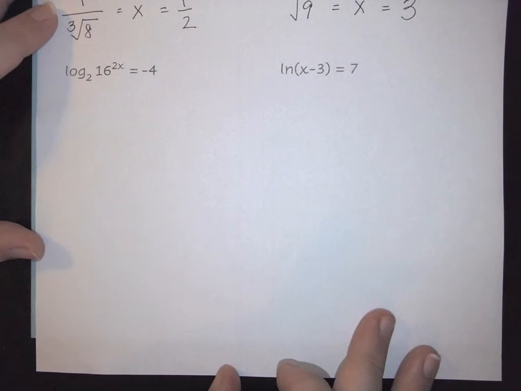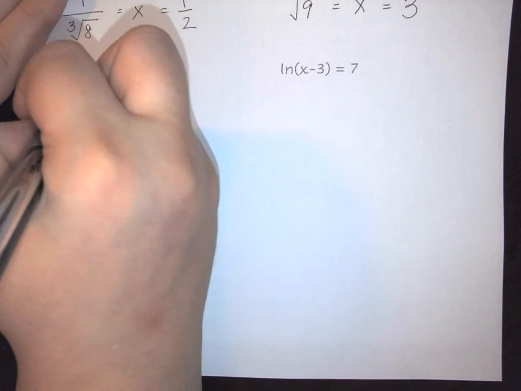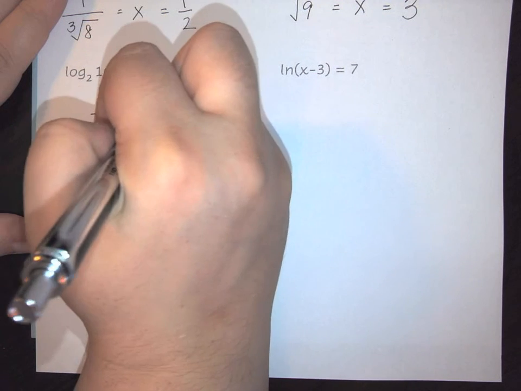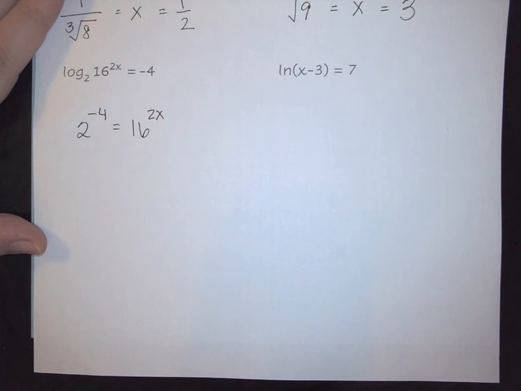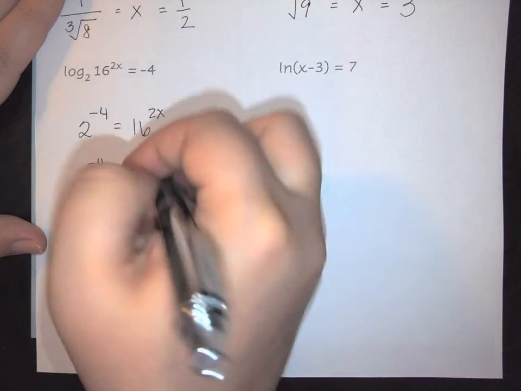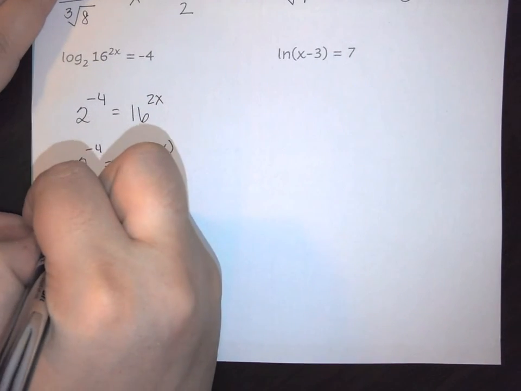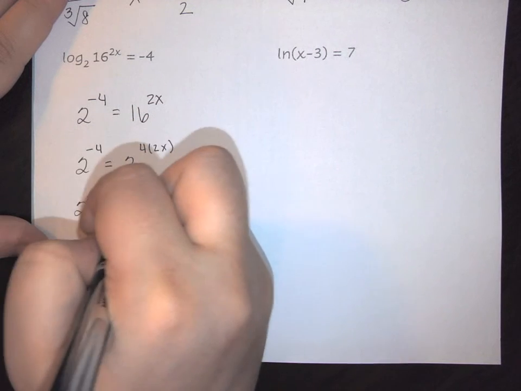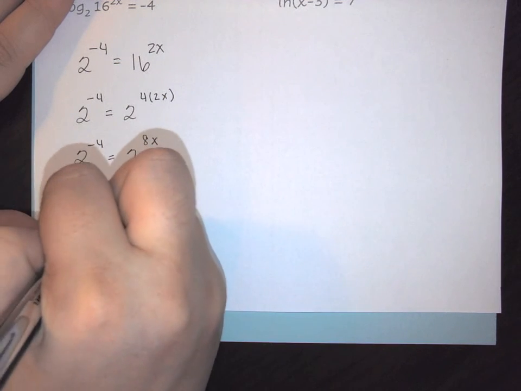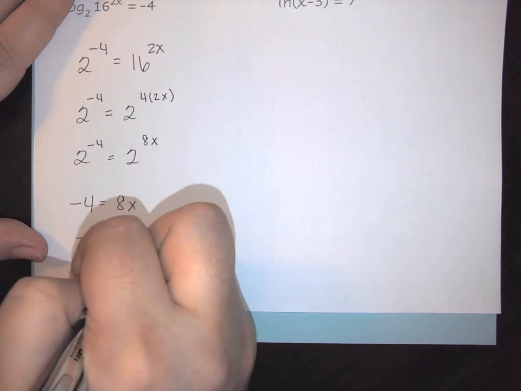Let's look at this next one. Here we've got log base 2 of 16 to the 2x equals negative 4. So this is 2 to the negative 4 is equal to 16 to the 2x. We need to make our bases the same, so this is 2 to the negative 4 is equal to 2 to the 4 times my 2x. So this is 2 to the negative 4, which equals 2 to the 8x. So we get negative 4 is equal to 8x. And so negative 1/2 is equal to x.